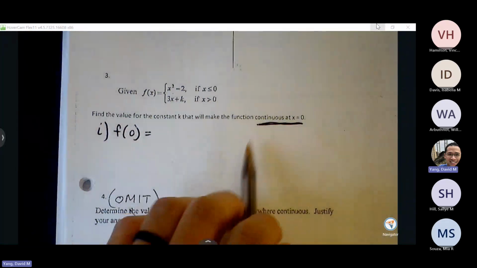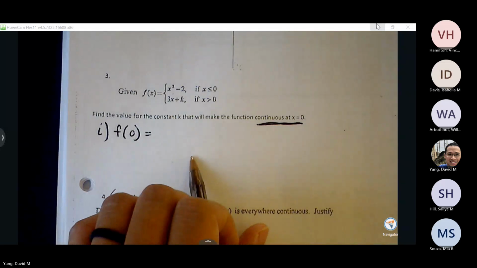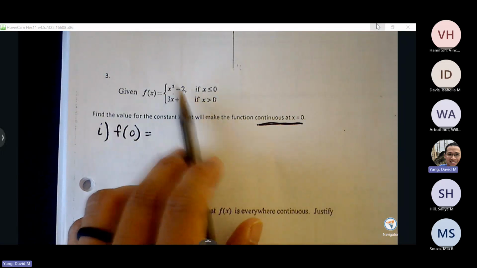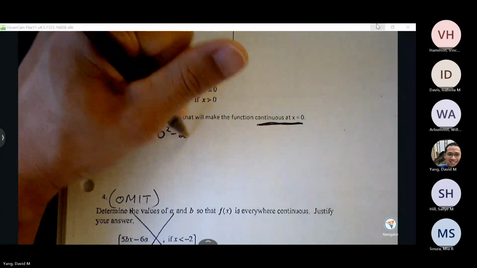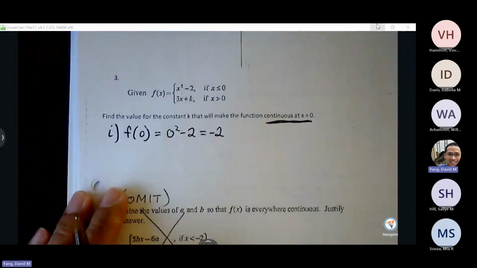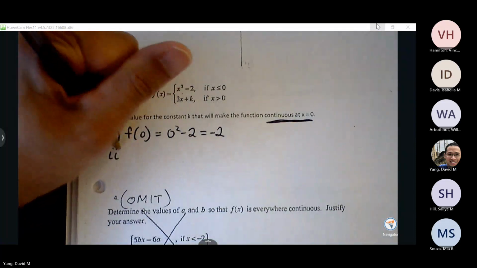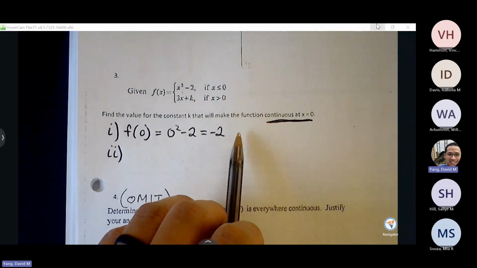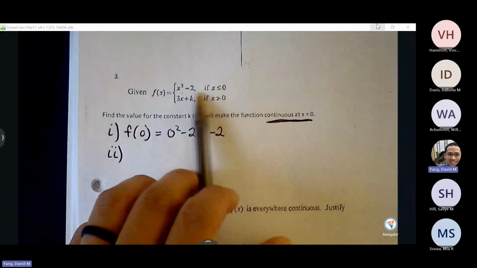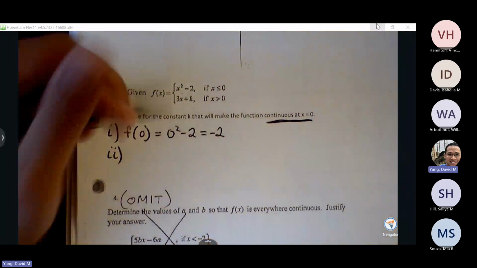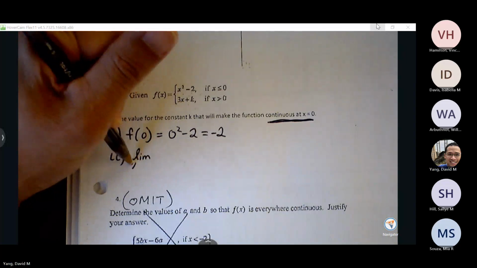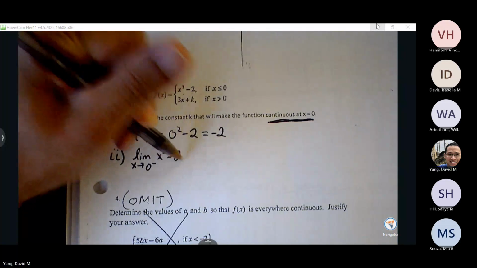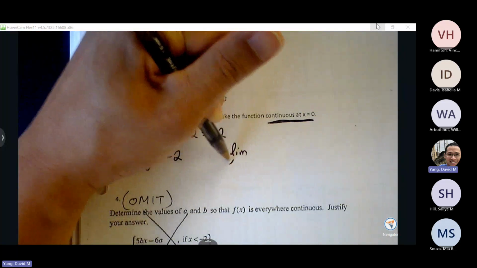F of 0, which one do we use? First or second? First one, yep, there's the equal sign there. Okay, so 0 squared minus 2. Right, keep going. All right, we want to evaluate the limit, but to evaluate the limit, do we need 1 or 2 statements? 2 statements. I have something to the left of 0, I have something to the right of 0. They're both defined separately. So we evaluate the limit separately. Make sure you put the notation though. We want to approach 0 from the left side of 0. We want to approach 0 from the right side of 0.